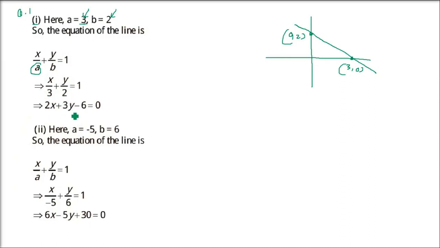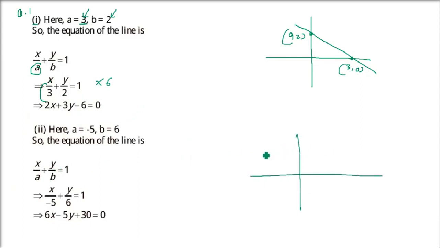And there is a very good way to solve this. Take the LCM of the denominators and multiply everything by it. That is 3 into 2, which is 6. Multiply everything by 6. So 2x will come, 3y will come, and 6 will come. And you take 6 to the left hand side.